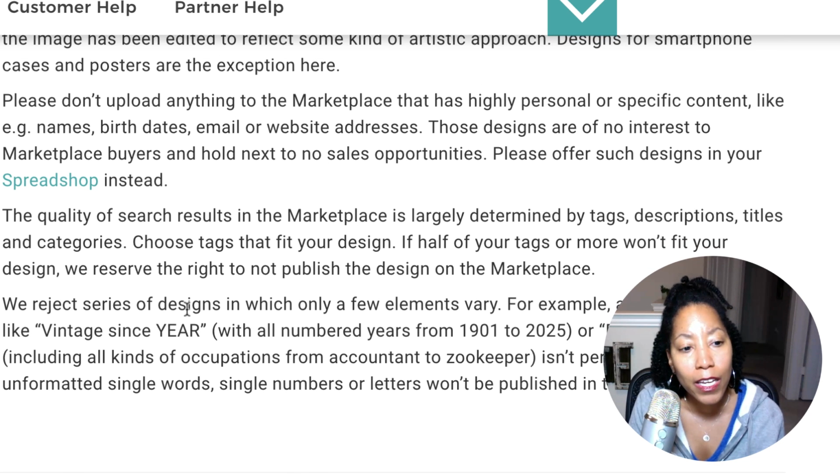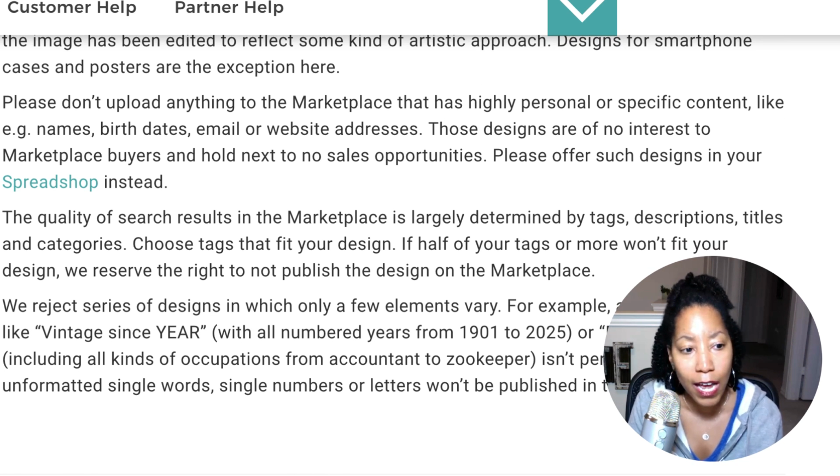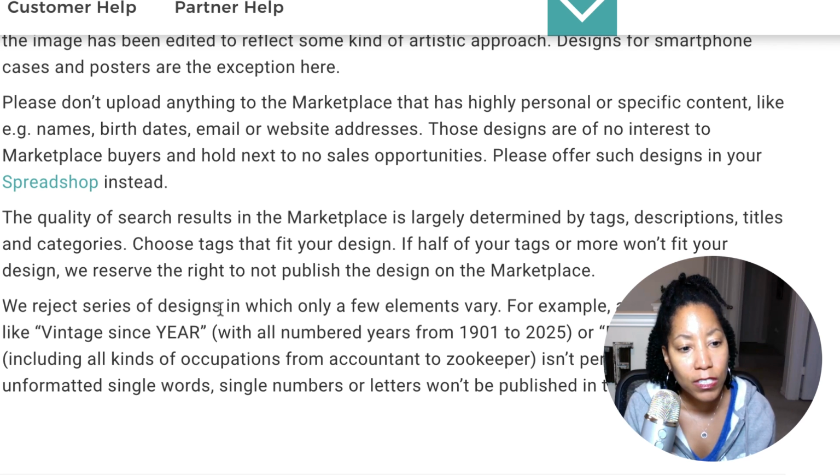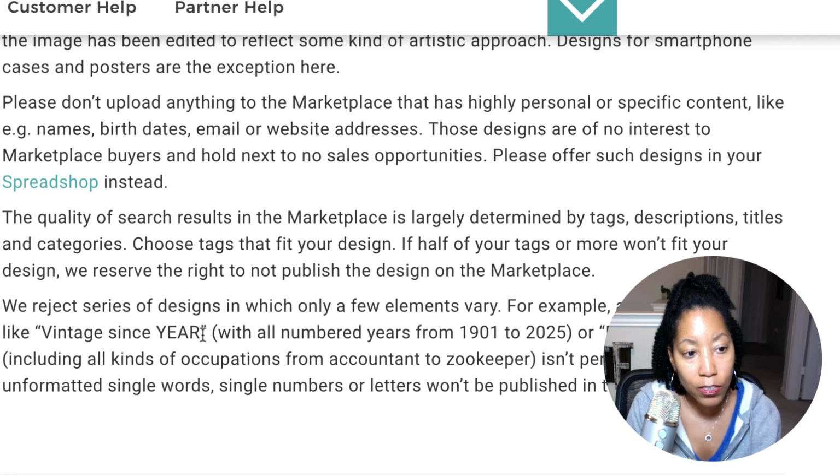Spreadshirt doesn't even like it when you do these series of designs. It says, we reject series of designs in which only a few elements vary. For example, a series of designs like vintage, since, year. So Spreadshirt doesn't even like that. The point I'm trying to make is these sites are getting so tired of the tagging spam, the keyword spam, and they're really trying to streamline.